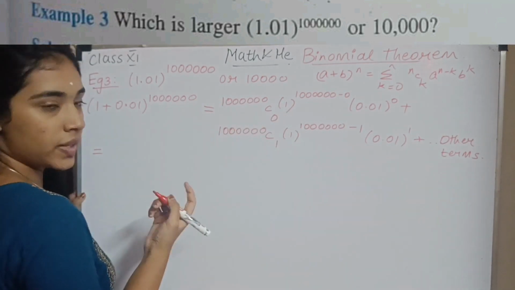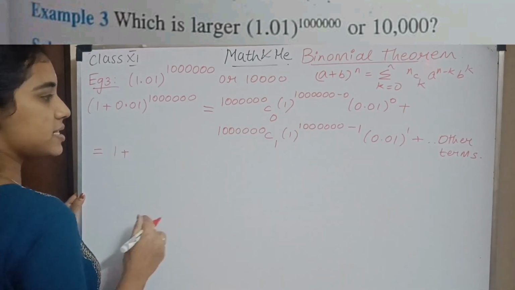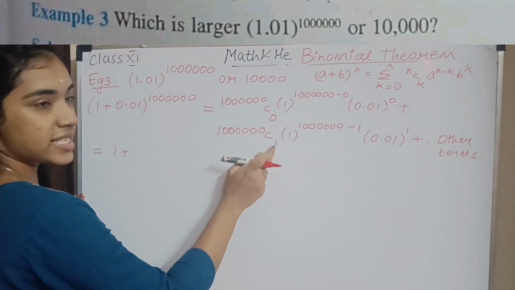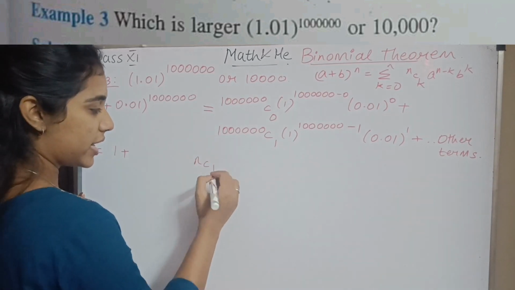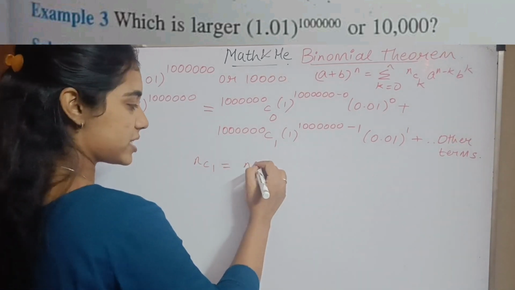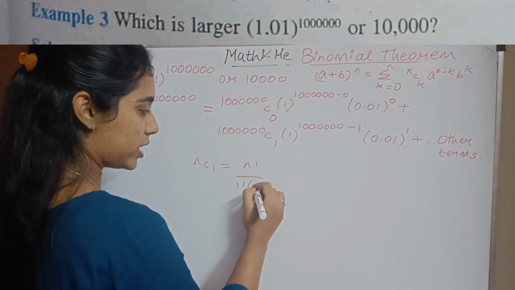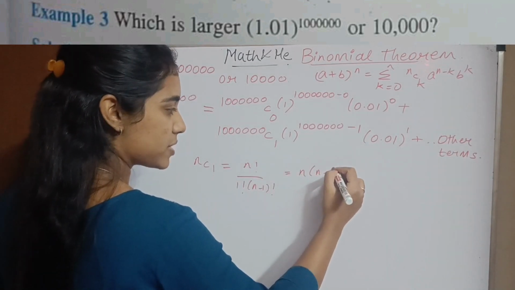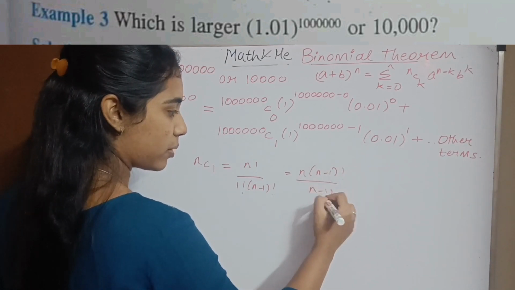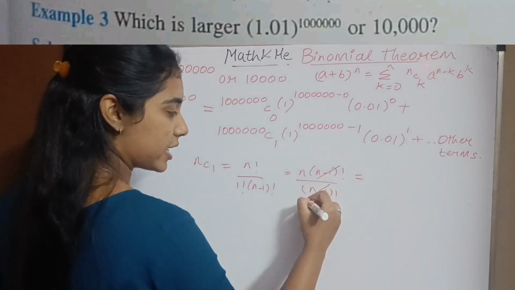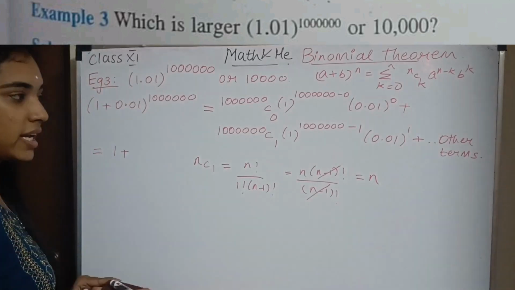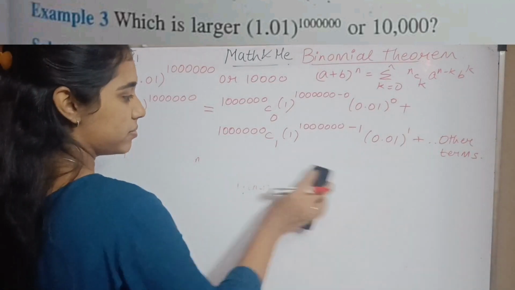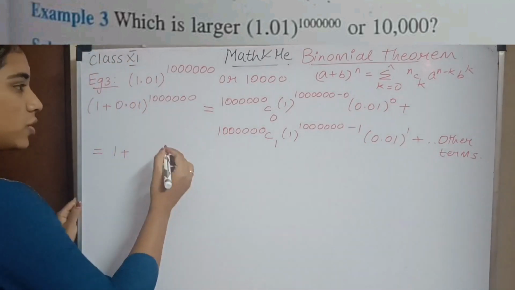The first term is always a 1. 1 times 1 is 1. Plus, what is my second term? nC1. What is my nC1? nC1 is always n, because it is n factorial divided by 1 factorial times (n minus 1) the whole factorial. This can be written as n times (n minus 1) factorial divided by (n minus 1) factorial. This cancels, and I have n. So nC1 is always n, any n. Okay, so it becomes n.